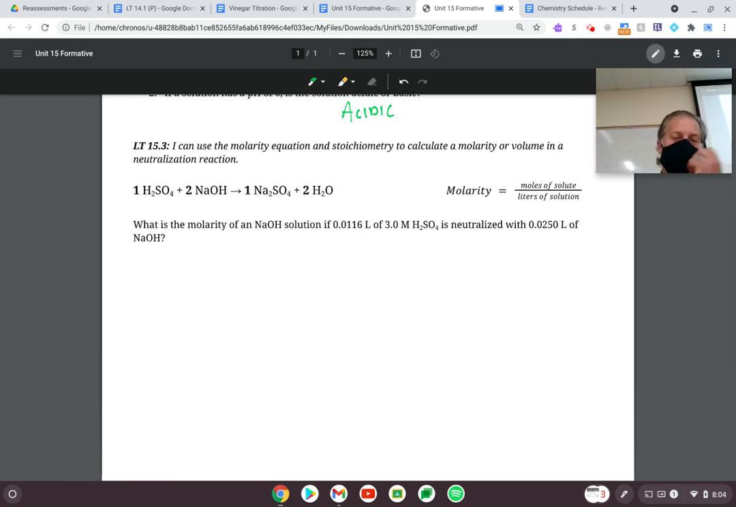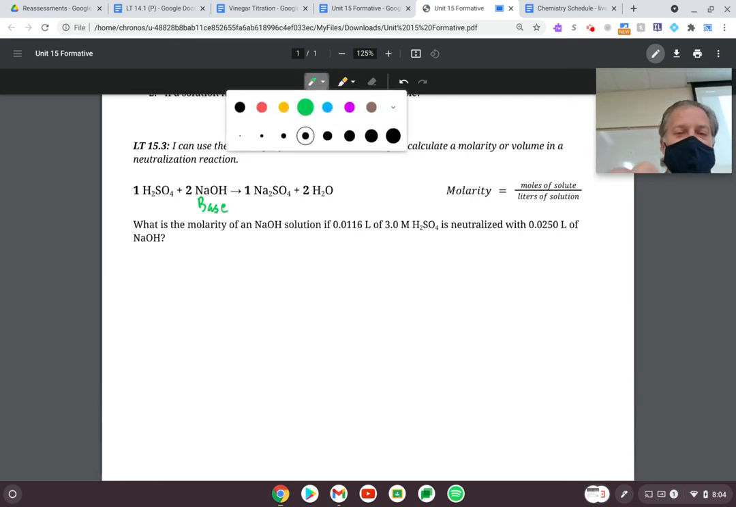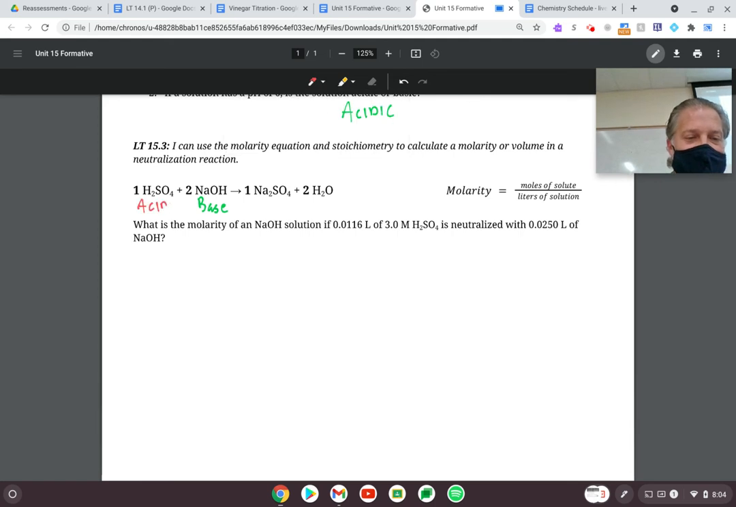So if I was doing this calculation, first of all, I'd have to recognize what my acid and what my base are. And I can see that my base is the NaOH because that has the OH in it. And the acid is the other reactant, usually because it starts with H+. So the question is asking me to determine the molarity of the NaOH if 0.0116 liters of 3 molar H2SO4 is neutralized with 0.025 liters of base, NaOH.